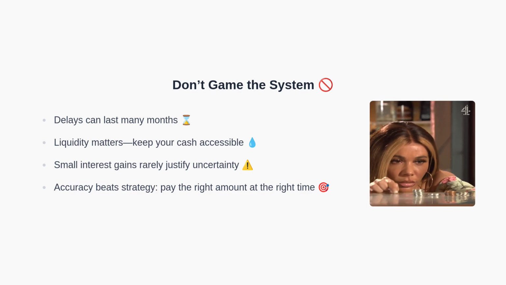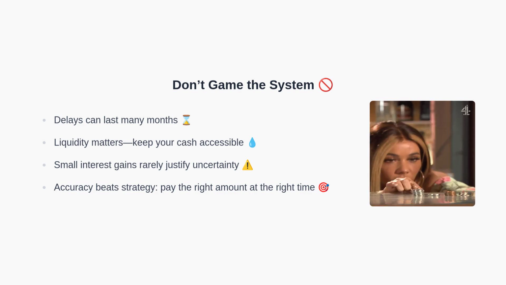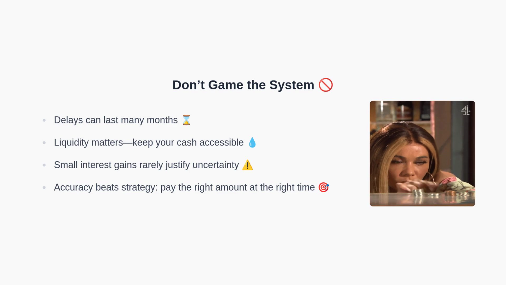Here is the bottom line on gaming the system. Delays can persist for months. Liquidity matters. Keeping your cash accessible can be crucial for emergencies or opportunities. The interest you might earn often does not justify the uncertainty. Accuracy and timeliness beat attempts to arbitrage the tax system. With that caution in mind, let's move to our second quiz to check your understanding of how the rate is set.